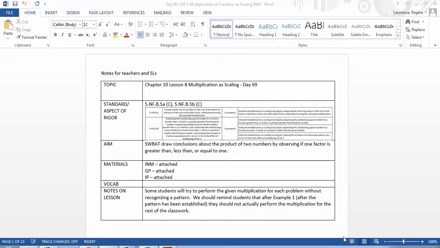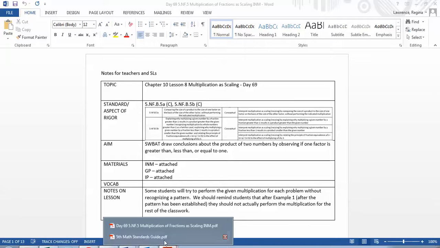All right, we're going to take a look at day 69, chapter 10, lesson 8 on multiplication and scaling. We're actually going to use all materials that I created for this lesson because our students just need more in-depth conceptual practice than the My Math materials provide. So first I want to look at the two standards that this lesson is aligned to.